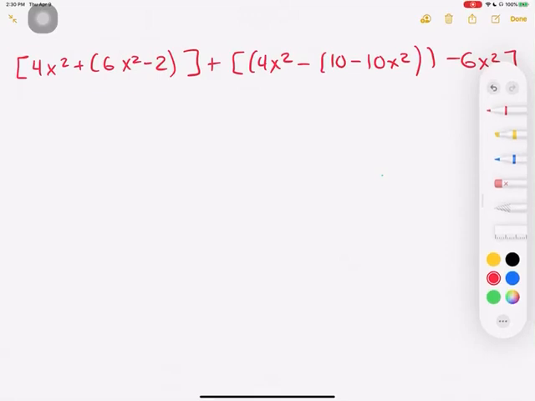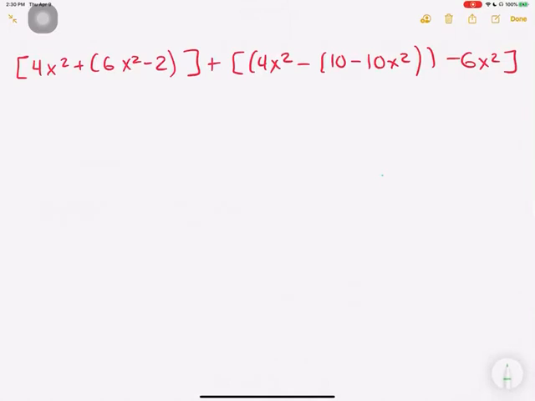Okay, so in this video I'm going to show you how to simplify an algebraic expression that has parentheses. The only things that we're going to be doing on this expression are removing parentheses and then combining like terms. So these are the only things that we're going to be doing. And we always start with the innermost parentheses.